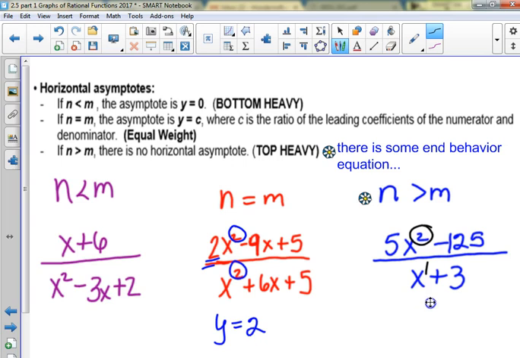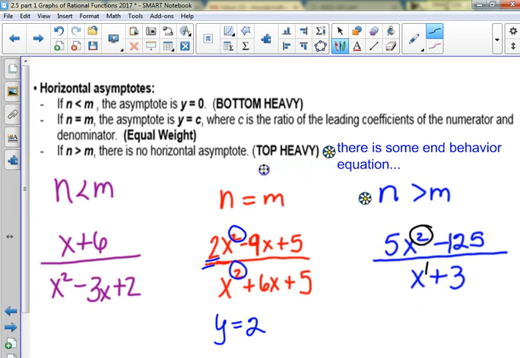All right, this is new for most of you. In the past, you probably just said there is no horizontal asymptote. Now you have to find the end behavior equation, whether that is a slant asymptote or some other function. It can even be a parabola or something. Could I use synthetic division to divide this one? Okay, so this is one we could do by synthetic division. We would have to divide it.